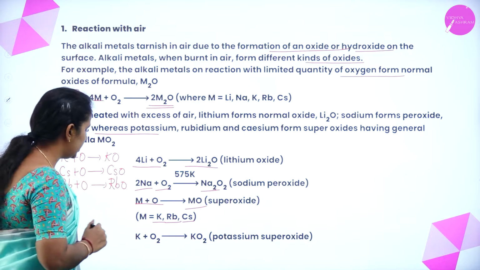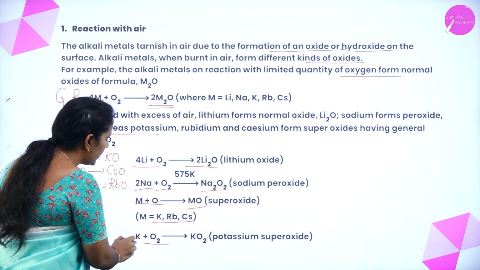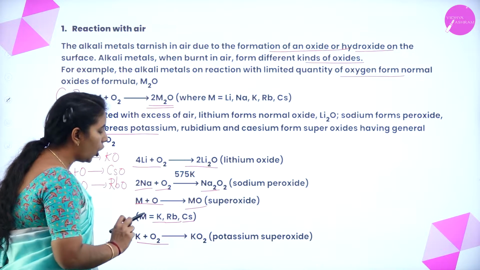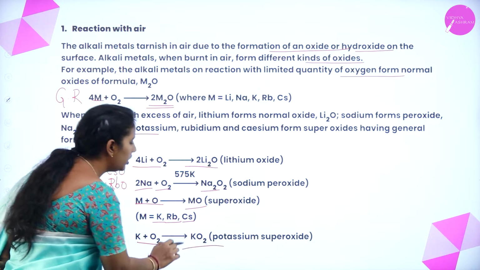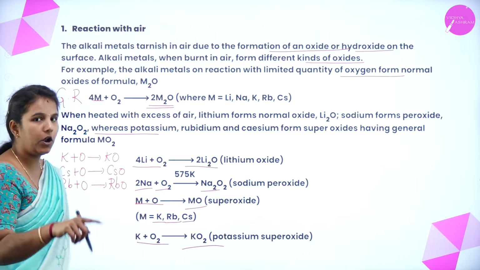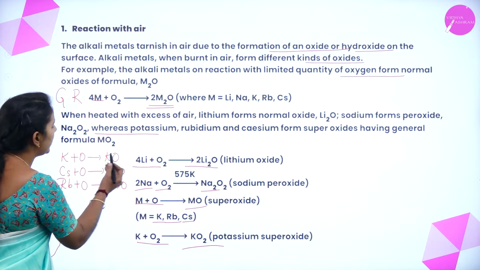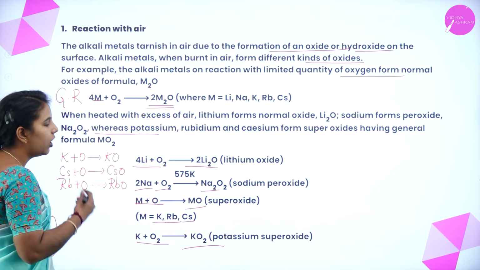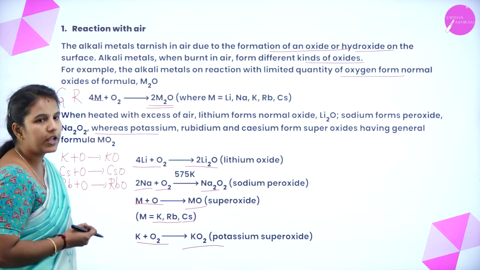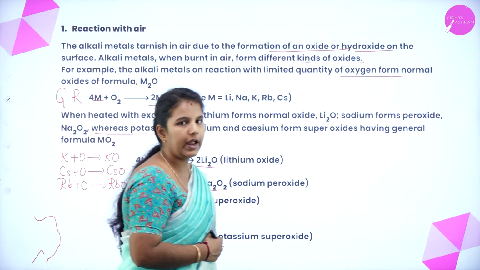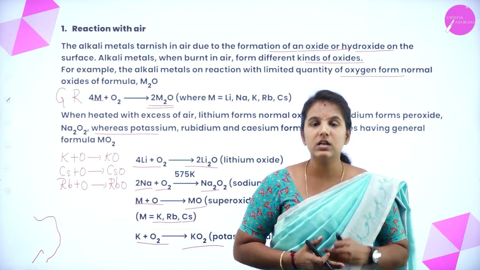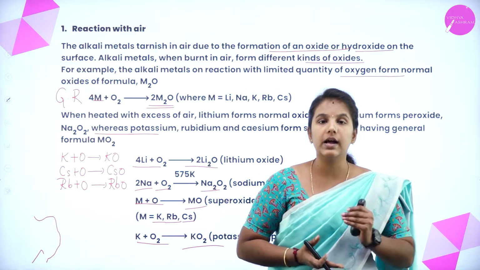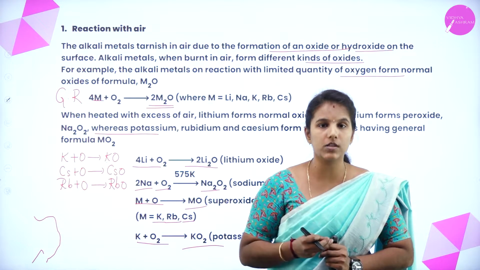Similarly, when potassium reacts with oxygen, there is one exceptional case here. It forms what? Potassium superoxide. Our potassium can also form a superoxide. So this is how our metals react with oxygen and form the respective oxide.